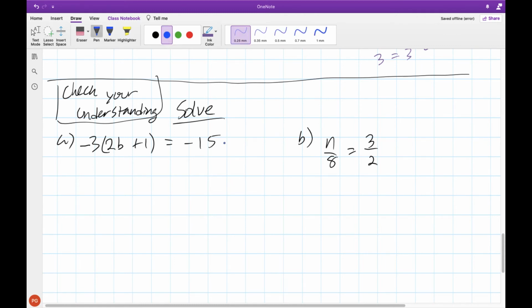For the first one here, if you remember, there were 2 different ways that we could solve this. Our first method was to divide first. The second method was to expand first. And by expand, I mean we're going to use our distributive property.